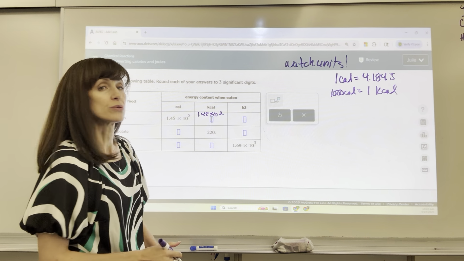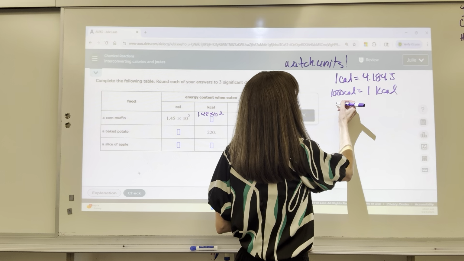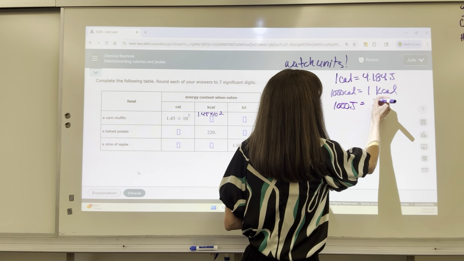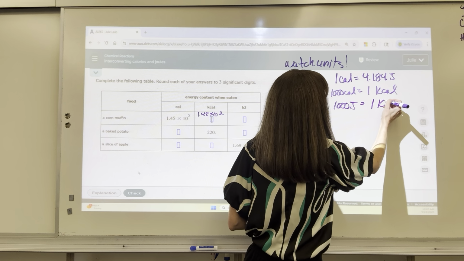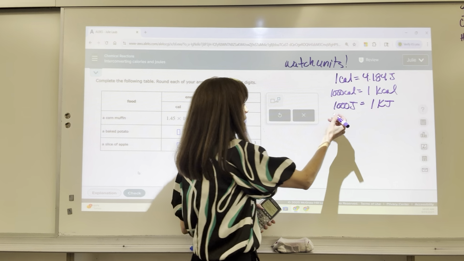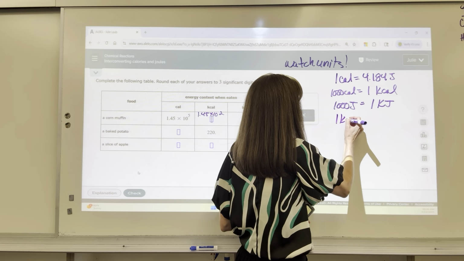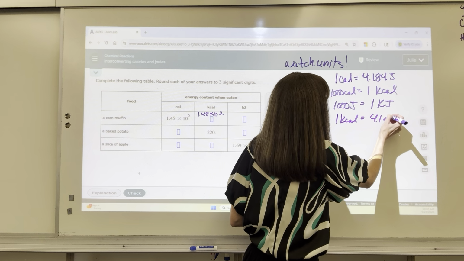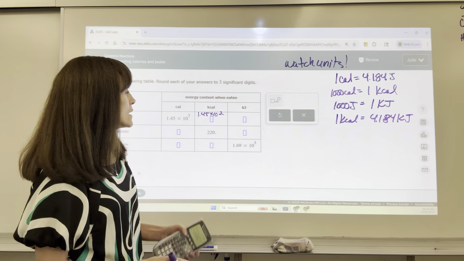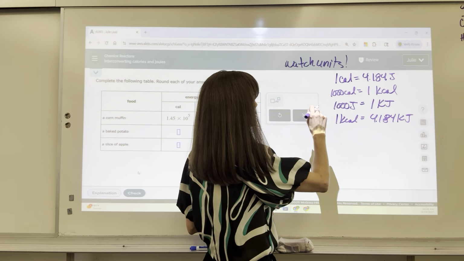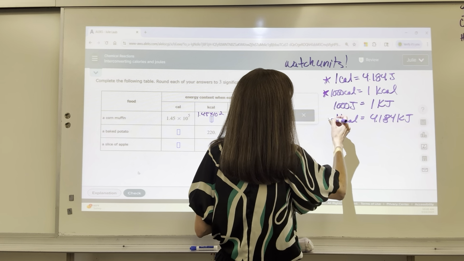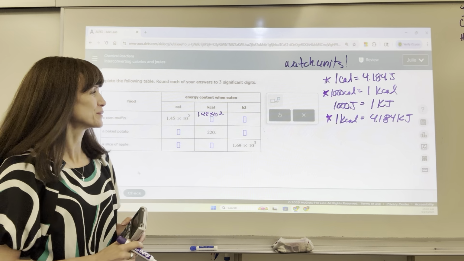Okay, now let's go to kilojoule. Let me give this to you too. Let's start with 1,000 joules equals 1 kilojoule. Which we could also say, let's extend this, 1 kilocalorie is going to be 4.184 kilojoules, right? We can extend that. So for this problem, the ones that you're going to be using the most are this one and this one and that one right there. Those are the ones that you'll use the most.